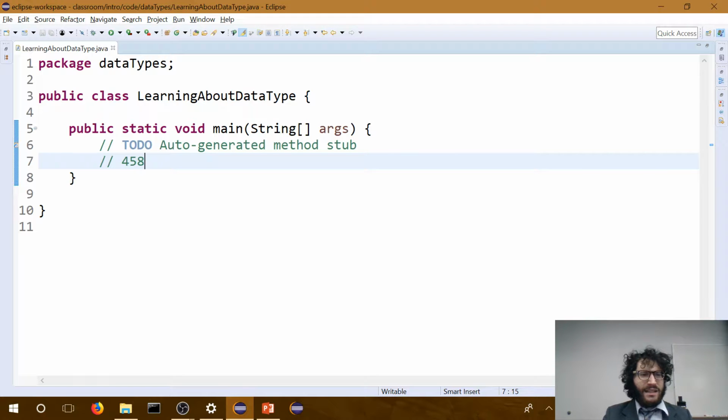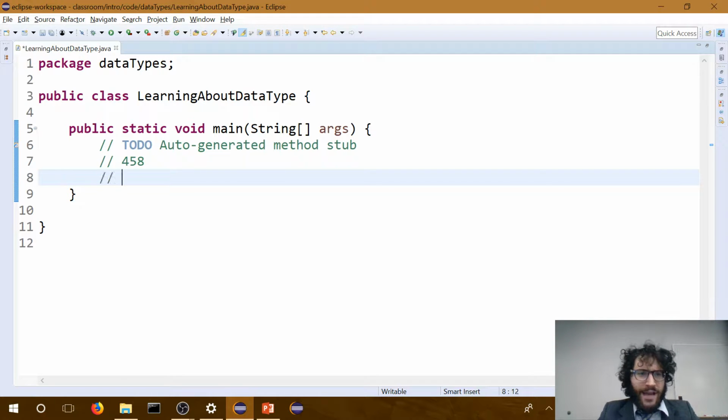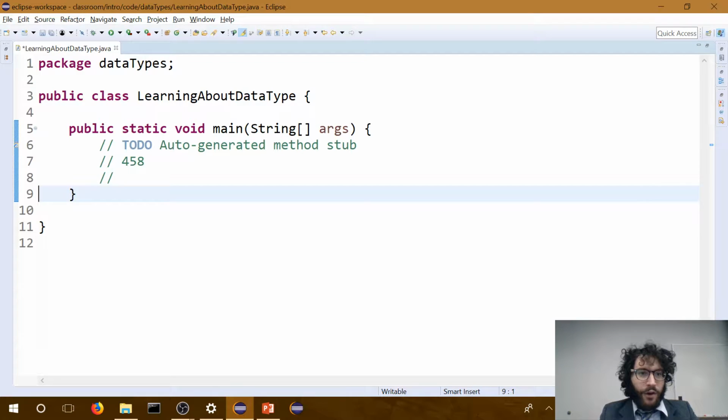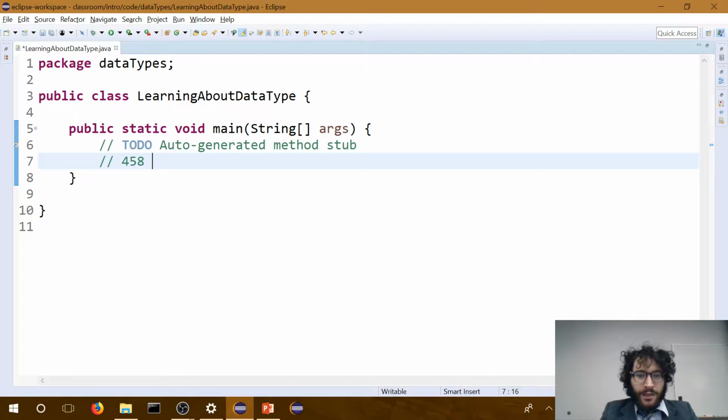And what this translates down to, when we get right down to it, is that this number, 458, is equal to 4 times 100. So we have 4 hundreds, and we have 5 tens, and we have 8 ones.